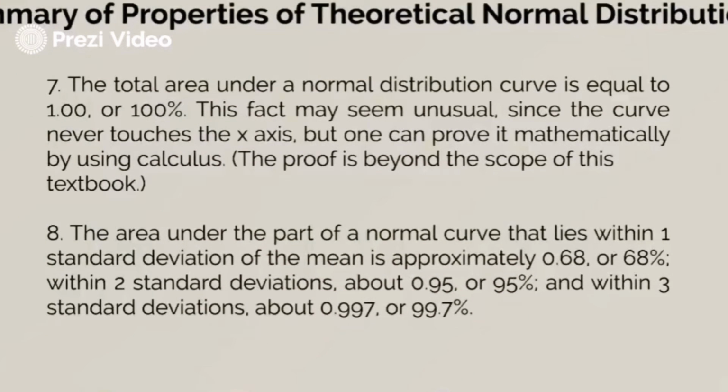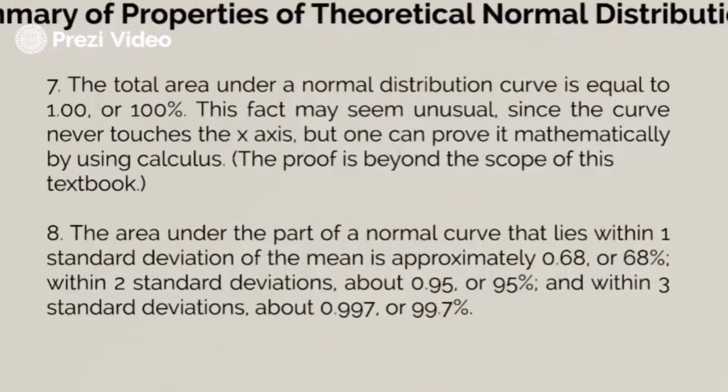Number 7, the total area under a normal distribution curve is equal to 1 or 100%. The proof of this is beyond the scope of this textbook. So basically, we will not tackle or dive deeper into this property of a theoretical normal distribution.